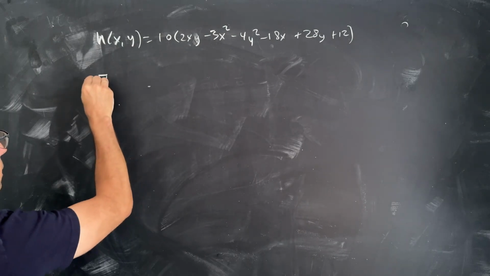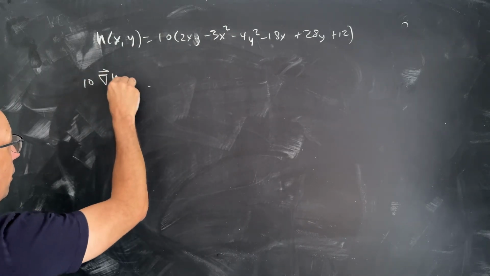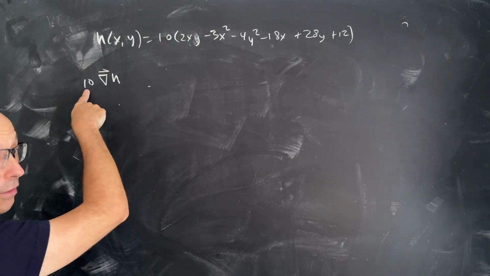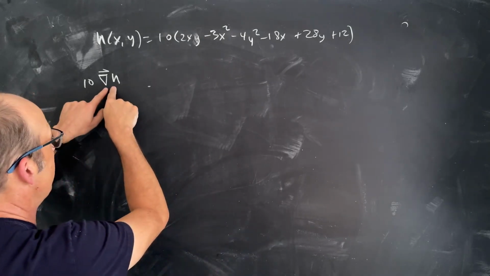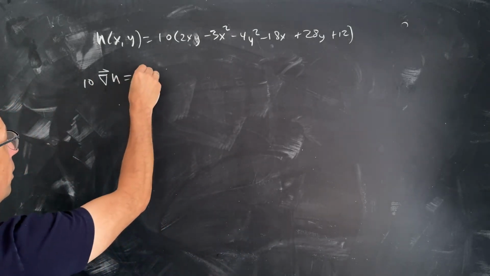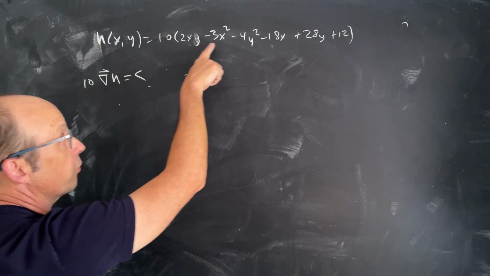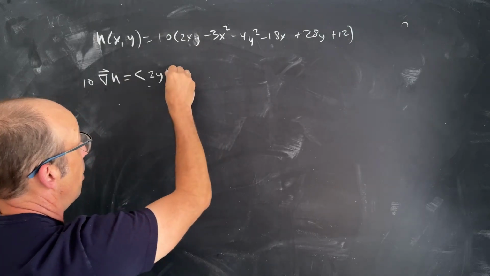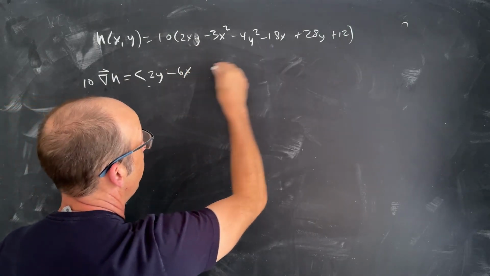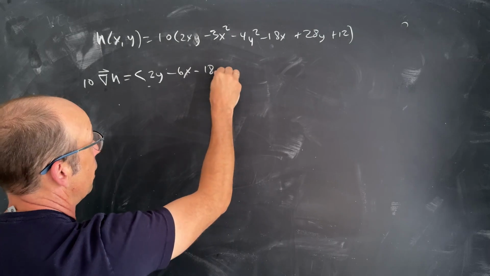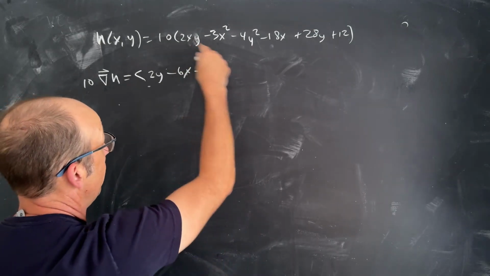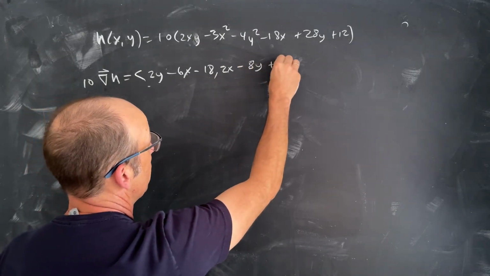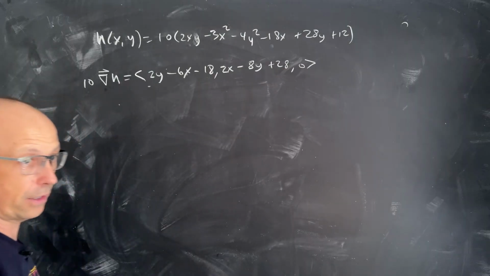I'm actually going to say 10 times the gradient of h, because I have that 10 right there, I don't want to deal with it. So I can just factor that out of the derivative because it's a constant. And then we're going to set this equal to 0 so the 10 doesn't matter. So I'm going to take the partial of this with respect to x. I have right here 2y, then I have minus 6x, and then I have minus 18. That's my x component. The y component is right here. I get 2x minus 8y plus 28. And then there is no z, so I get 0 right there.